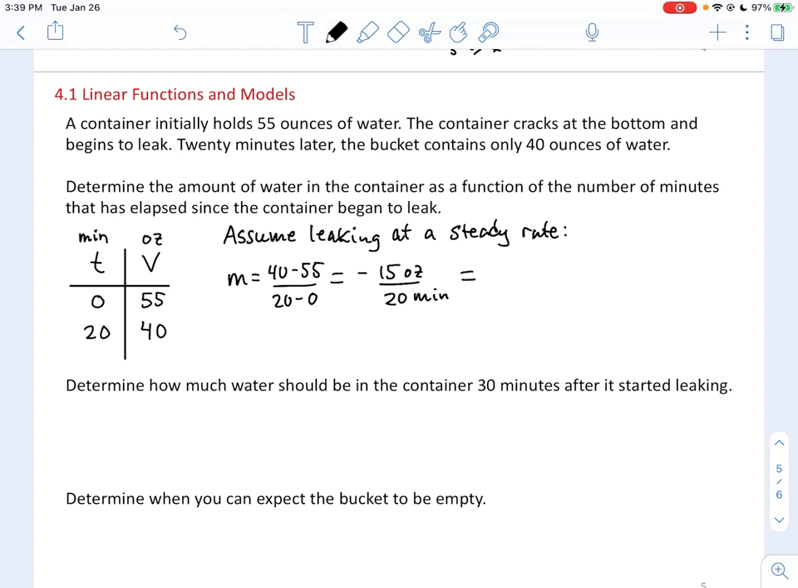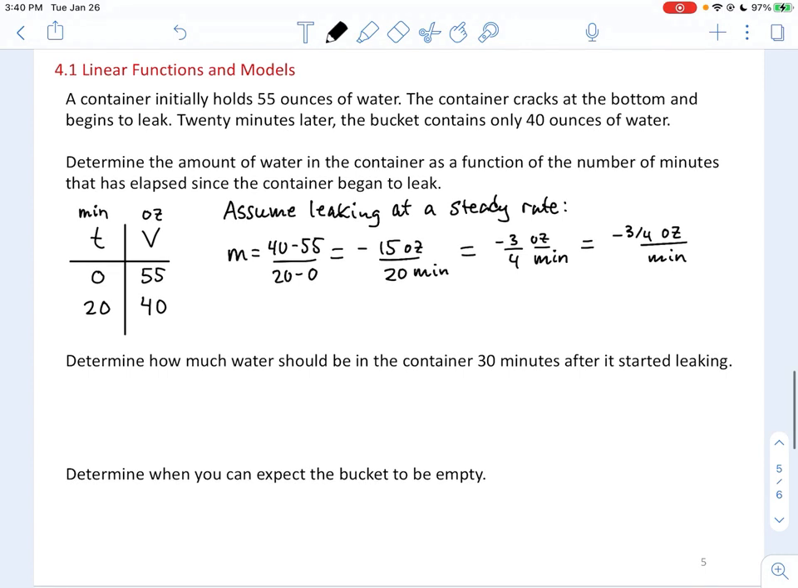So we can simplify this fraction to a per minute amount. Negative 15 over 20 is the same thing as negative 3/4 ounces per minute. You can think of that as you lose 3 ounces every 4 minutes, or you can think of it as you lose 3/4 of an ounce per minute.